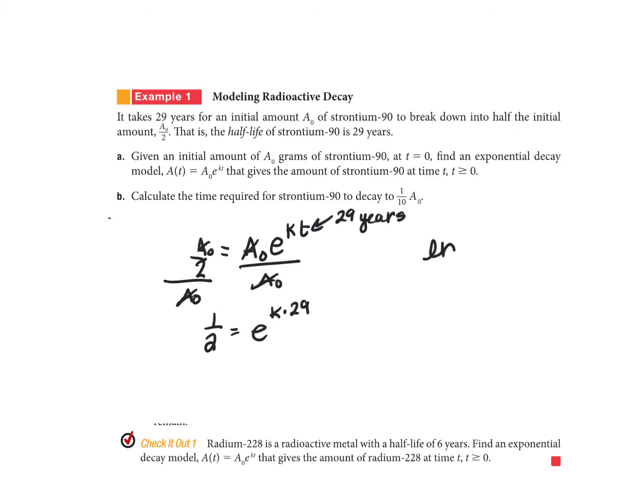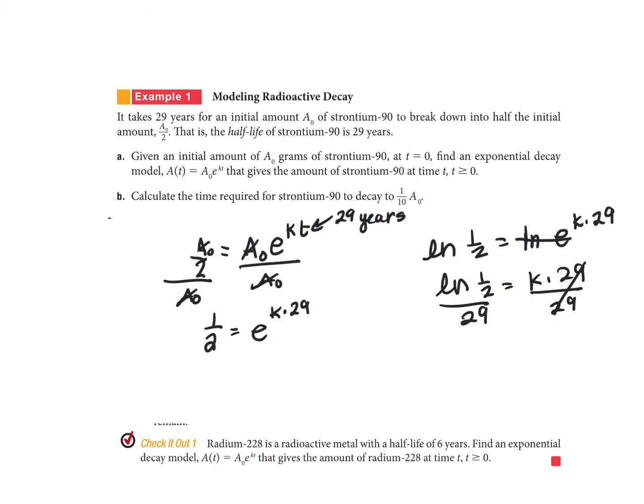So now I'm going to take the natural log of both sides. Those are going to cancel, their inverse functions. Now I'm going to divide both sides by 29. Okay, so we have this. And now k is equal to negative 0.0239. I want to take a second to just say that it makes sense that this is negative.